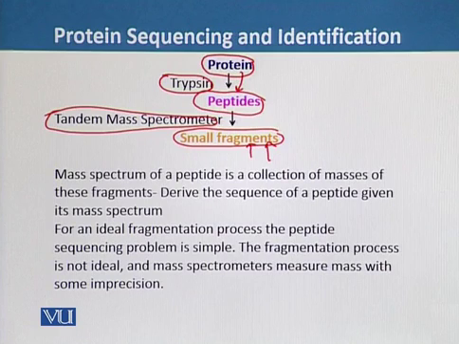For an ideal fragmentation process where every fragment of the peptide is generated, and in an ideal mass spectrophotometer, the peptide sequencing problem is simple. However, the fragmentation process is not ideal, and mass spectrophotometers measure mass with some imprecision. These details make peptide sequencing difficult.